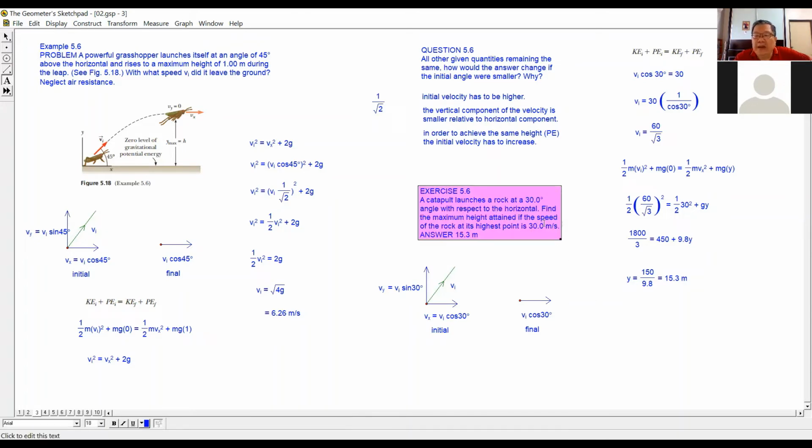Now, what do they mean by this? The speed of the rock at its highest point is 30 meters per second.